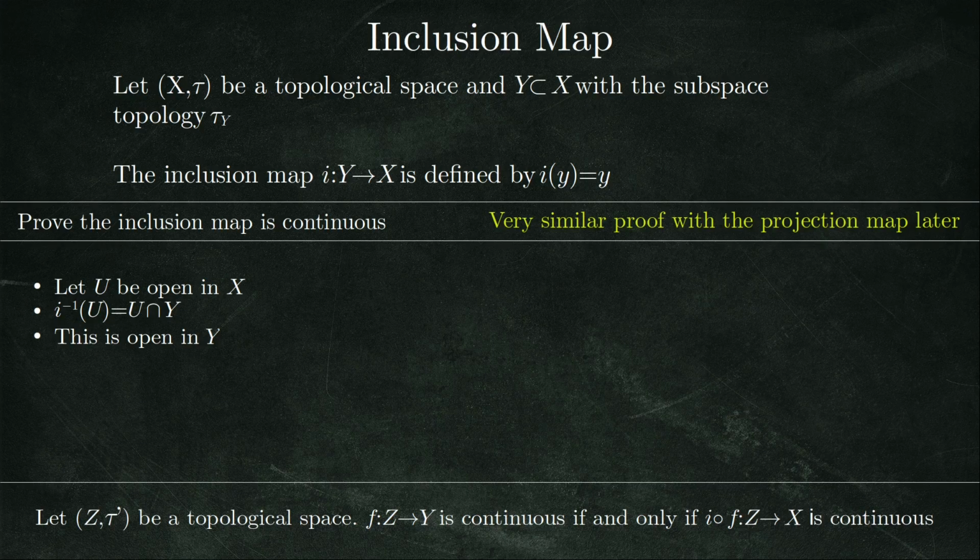Then our theorem. So we have, if Z, tau prime is a topological space and F is a map from Z to Y, so remember Y is the subspace, well this map is continuous if and only if the inclusion map after F, and this is a map that goes from Z to X, if that composition is continuous. Now the proof for that is in the booklet.